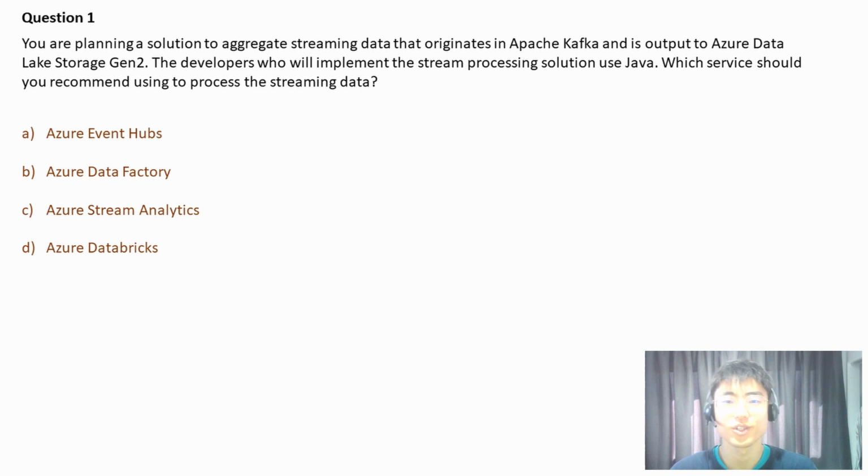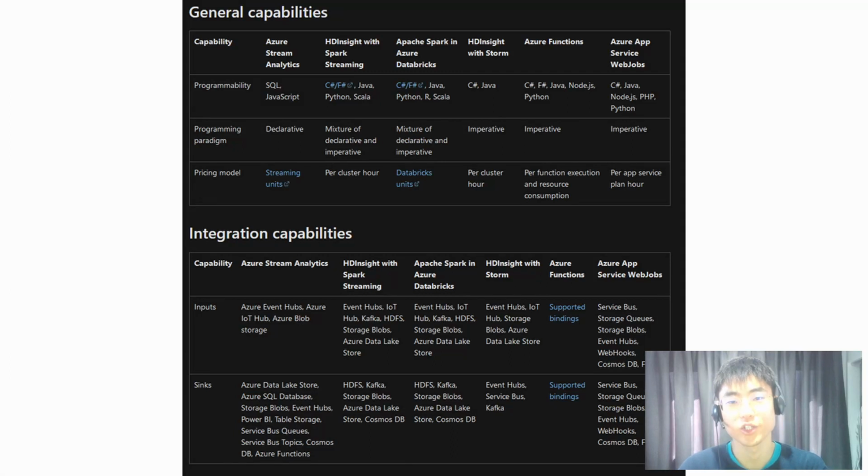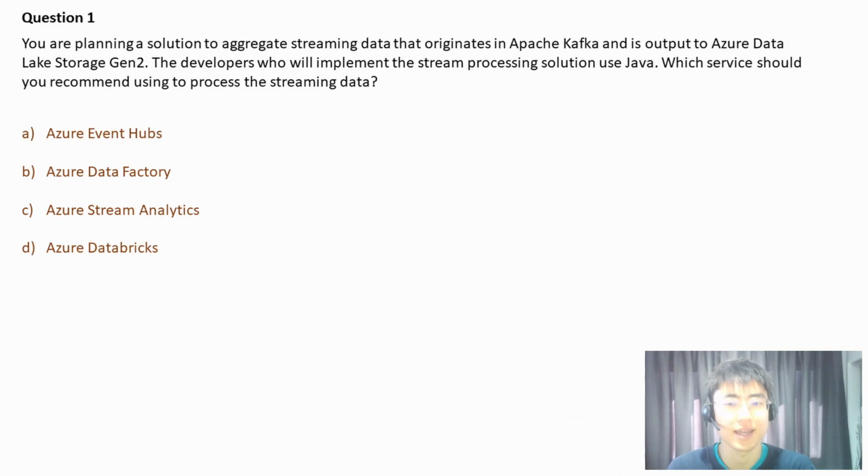The question is to do with technology for real-time streaming processing in Azure. On the screen, we are showing the technology options and their general capabilities as well as integration capabilities. And from here, we can already see that we can rule out Azure Event Hubs and Azure Data Factory from the options. Just going over them really quickly, Azure Event Hubs is used to ingest streaming data. It's more of a front door to events. Azure Data Factory is used to orchestrate data flow.